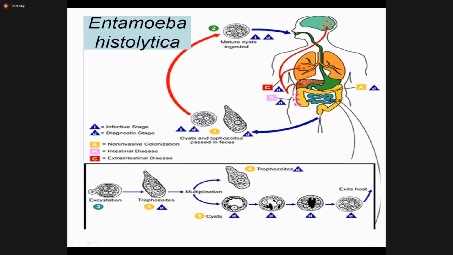But before conversion, there are 4 stages, like excystation. And after excystation, it gives rise to trophozoite. Then trophozoites multiply, and it gives rise again to different cysts and trophozoites. And these cysts exit the host body. Trophozoite and cystic form we have already discussed.